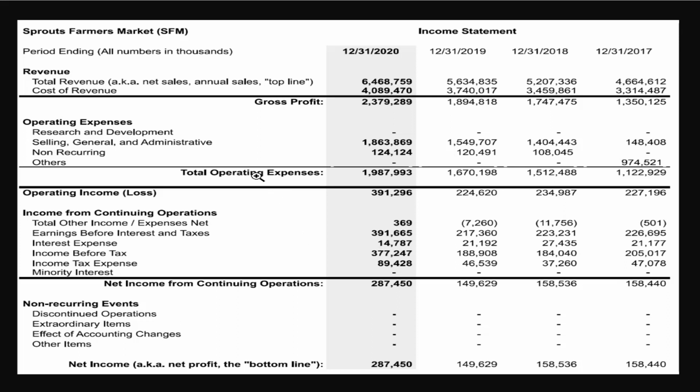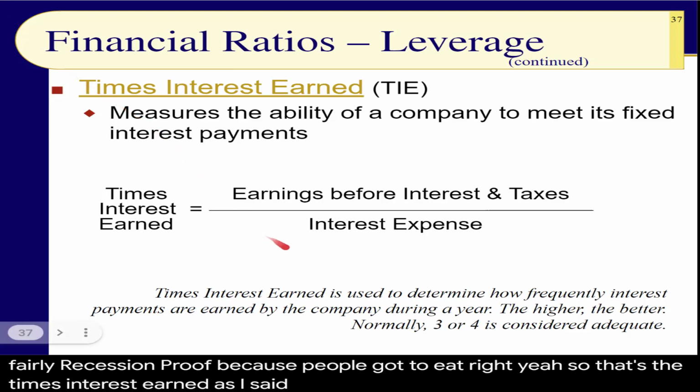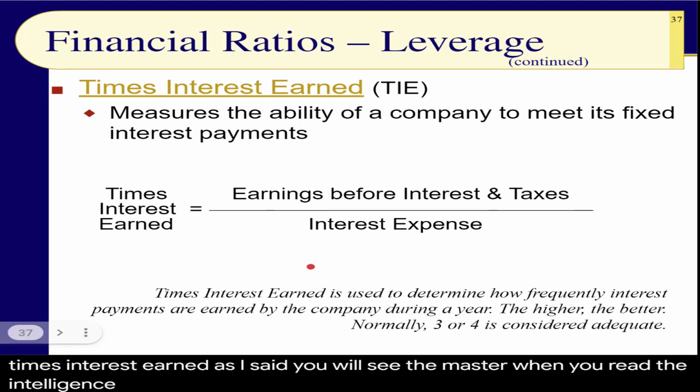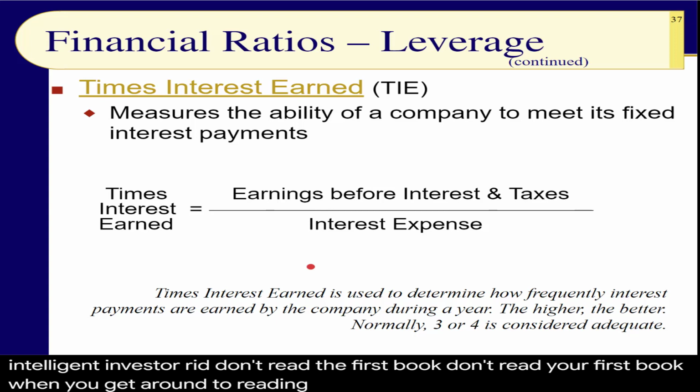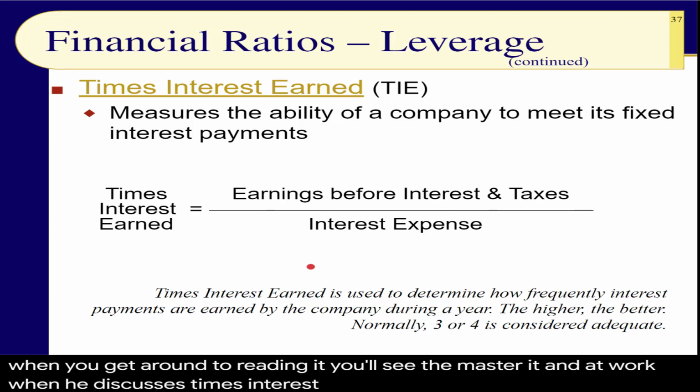You never know. But with Sprouts, even they're fairly recession-proof because people got to eat, right? Yeah. So that's the times interest earned. And as I said, you will see the master when you read The Intelligent Investor. Don't read it as your first book. But when you get around to reading it, you'll see the master at work when he discusses times interest earned.